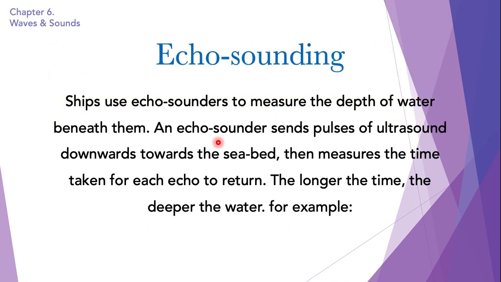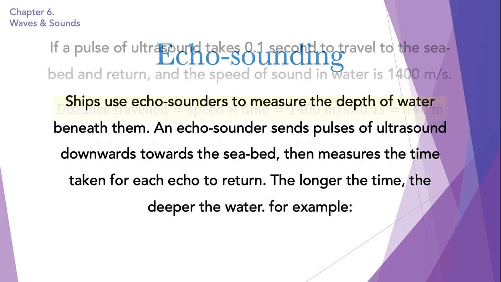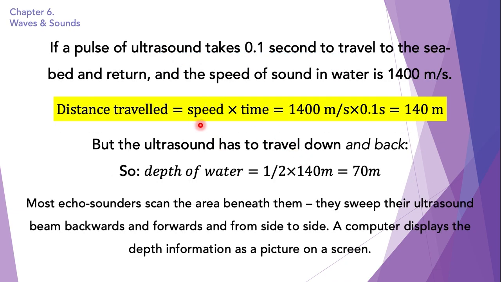An echo sounder just sends pulses of ultrasound downwards towards the seabed and then measures the time taken for each echo to return. The longer the time, the deeper the water. So then we apply the equation and we find the distance traveled. Then we divide the distance by 2 to halve it, and we get the real distance, the real height.